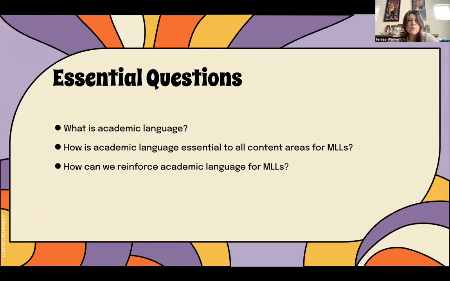Here are our essential questions for today. What is academic language? How is academic language essential to all content areas for multilingual learners? And how can we reinforce academic language for multilingual learners? This is in addition to your reading in our course text, Paraguay and Boyle. This is an additional webinar that draws from that, but you will have your readings and your reading quizzes, and then this webinar in addition to that.